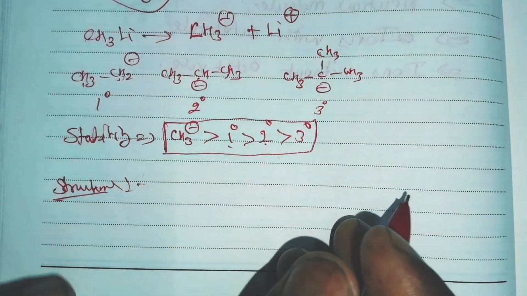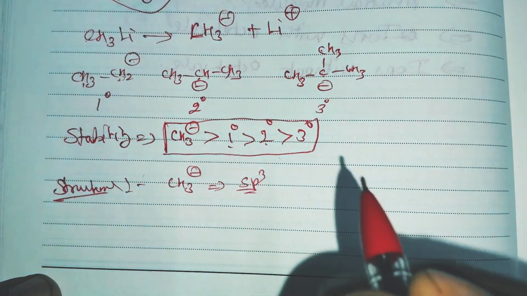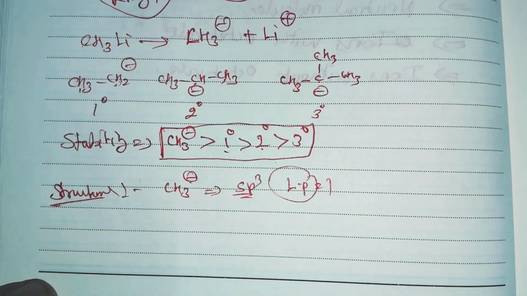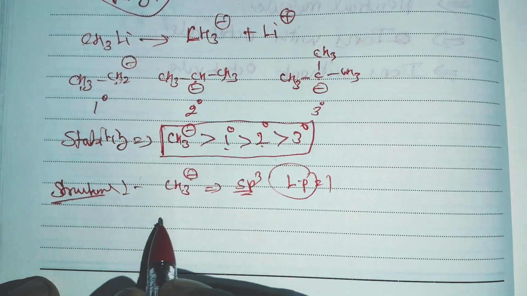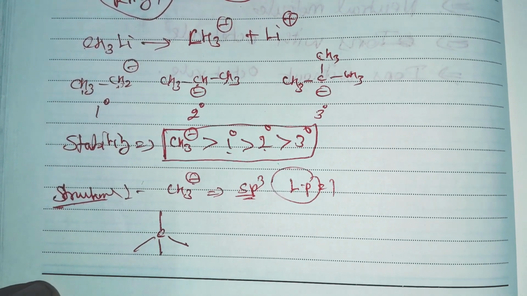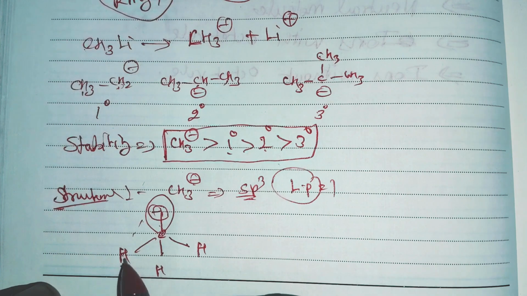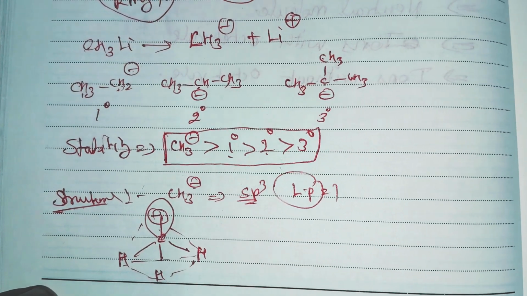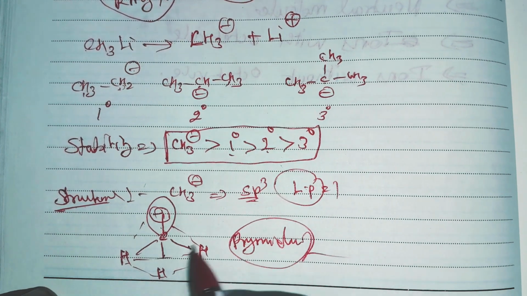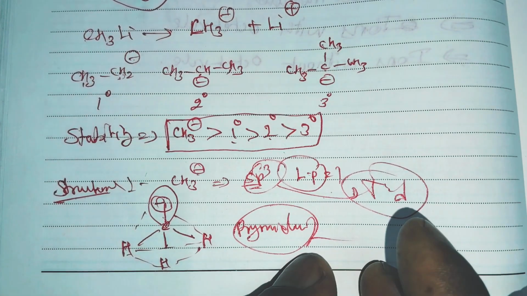Next, the structure of the carbanion. Generally, a carbanion such as CH3 minus is sp3 hybridized, and the negative charge behaves as a lone pair. The lone pair is counted as one, so sp3 with one lone pair gives a pyramidal shape. Sp3 means a tetrahedral skeleton: three hydrogens are directly bonded and one position holds the negative charge. So it has an ammonia-like pyramidal shape, while the geometry is tetrahedral, because it is sp3 hybridization.